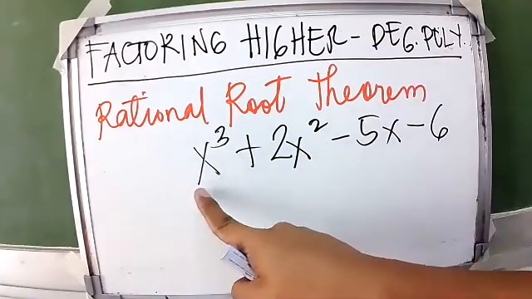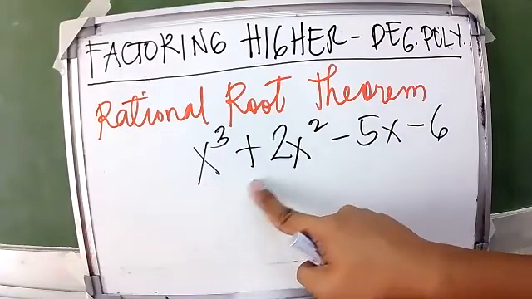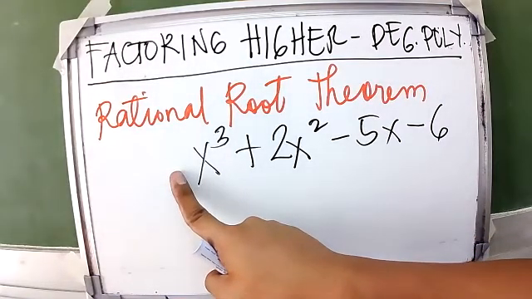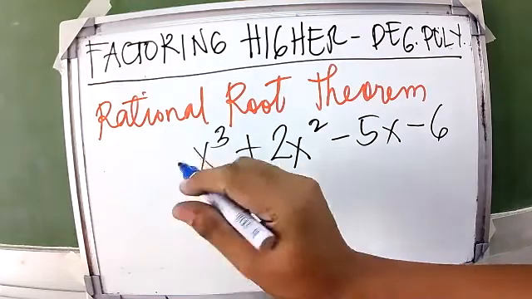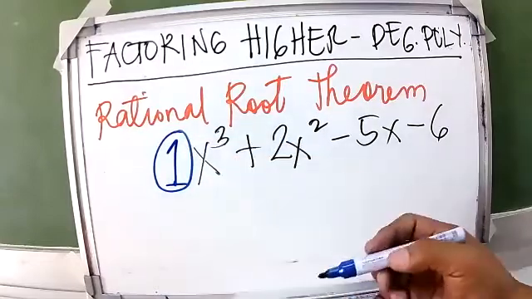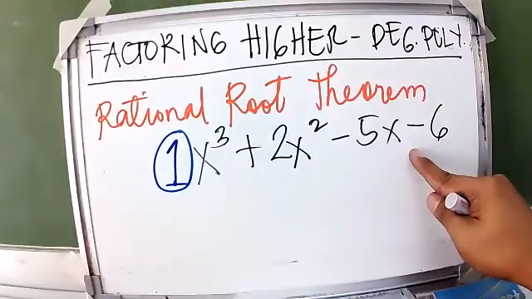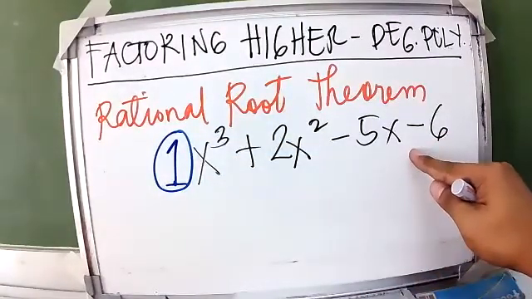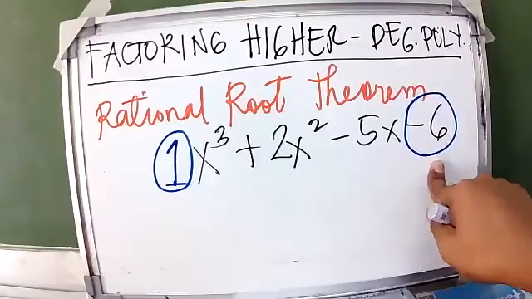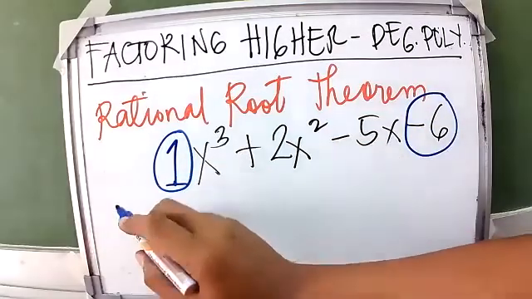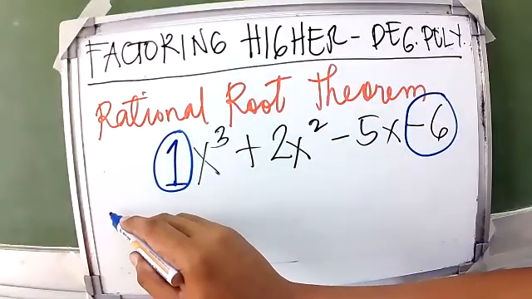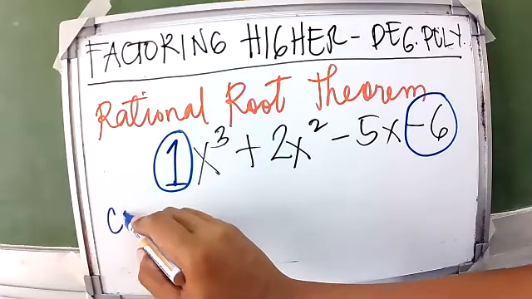What's the coefficient of your leading term? What's the leading coefficient here? It's just 1. Okay, very good. We have 1. Take note of that. And what is your constant? Negative 6. It's negative 6. Okay. So, simple lang. All we have to do is to identify the factors of your constant.